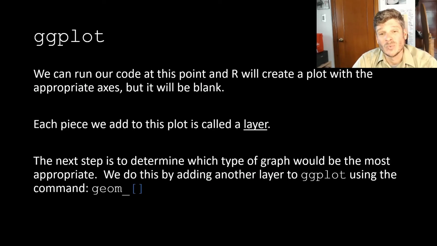All right, so the idea is that we can actually run our code at this point and R will create a plot with the appropriate axis, but it's going to be blank because we need to add layers, and we're literally going to add layers with the plus key. What we want to do next, once we know what type of graph we're going to use, is specify that. So we're going to add another layer to ggplot using the command geom underscore, and then we're going to replace that with whatever type of graph it is that we want to make.